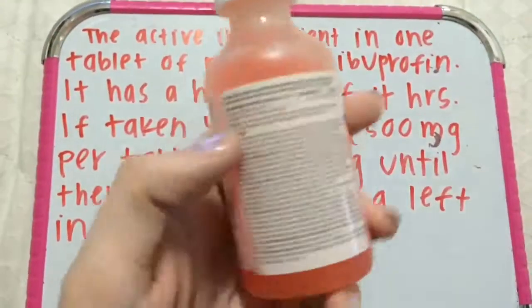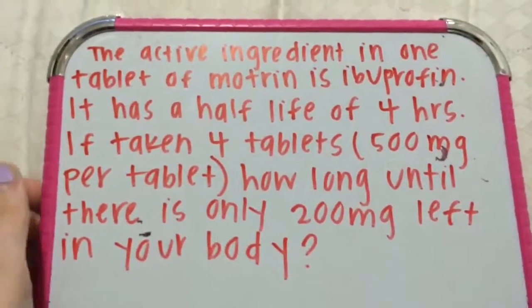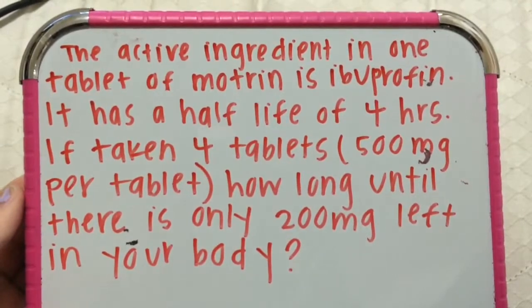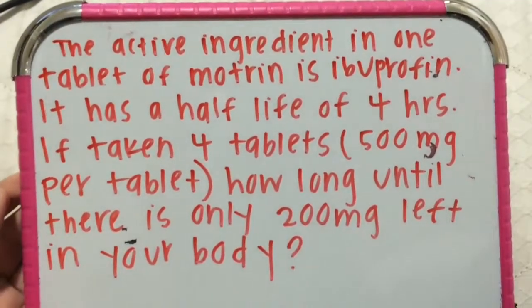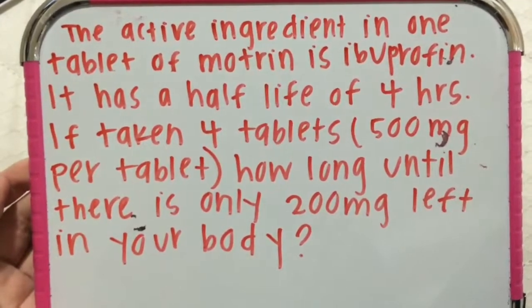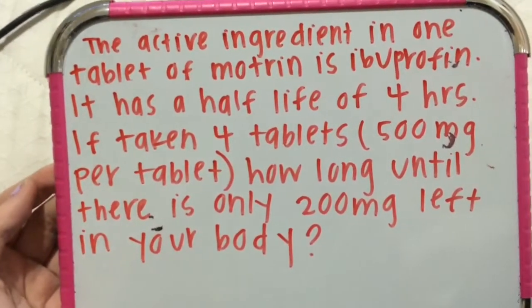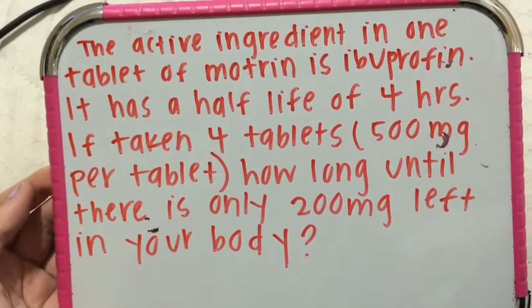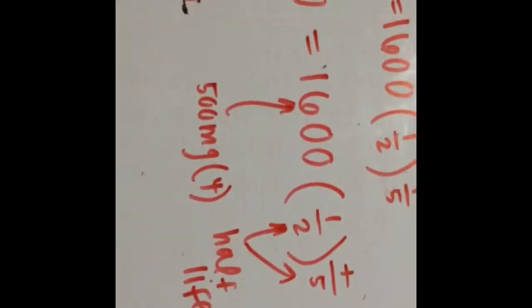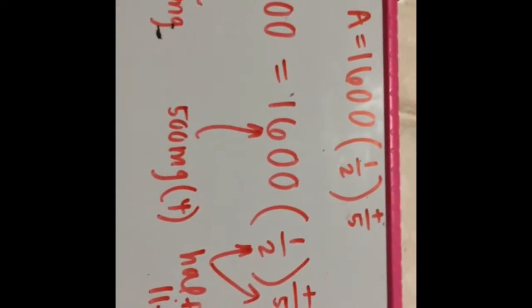Alright, so Motrin. The active ingredient in 1 tablet of Motrin is ibuprofen. It has a half-life of 4 hours. If taken 4 tablets, 500 milligrams per tablet, how long until there's only 200 milligrams left in your body? We're gonna find out.